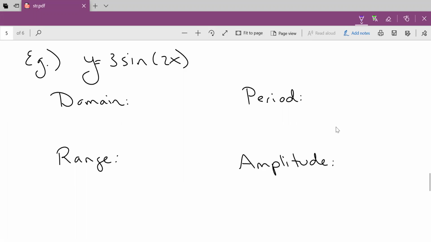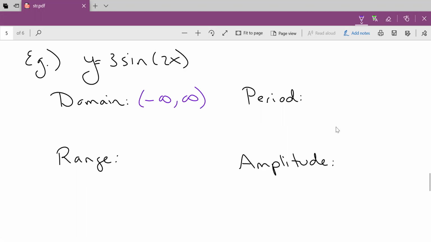Let's look at a quick example here. Let's look at the graph of 3 sine 2x. Let's answer domain, range, period, and amplitude for this function. Well, domain's the gimme, right? It's going to go in both directions forever.